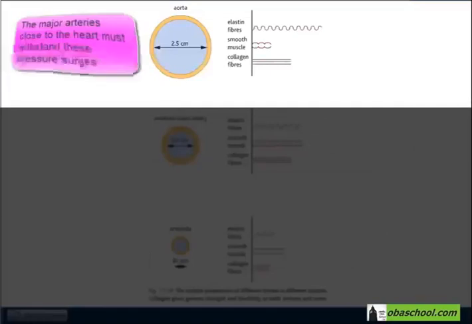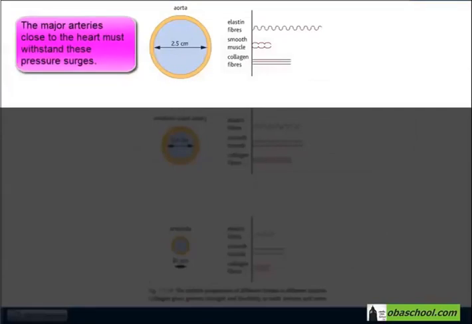We are now going to look at the relative proportions of different kinds of tissues in the different arteries. Arteries are obviously not all the same. We have the aorta and the pulmonary artery, which both branch into smaller arteries, and then the arteries branch into arterioles. The major arteries closest to the heart have to withstand the highest pressure, because remember, blood pressure is highest in the aorta and the pulmonary artery, which are the arteries closest to the heart.